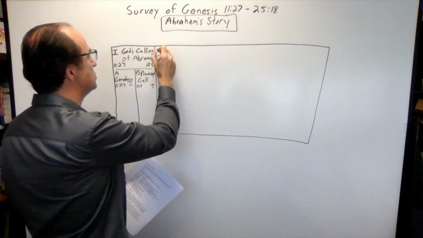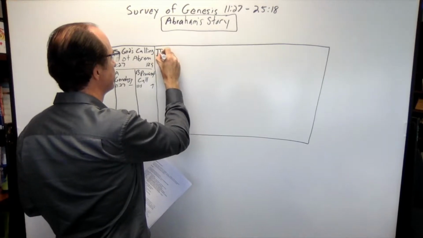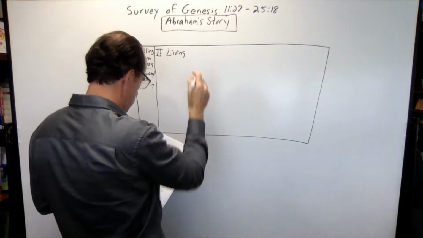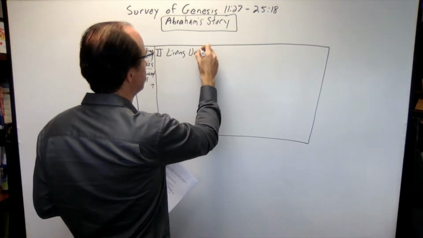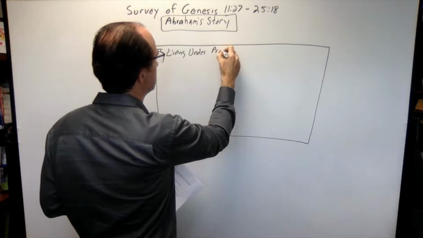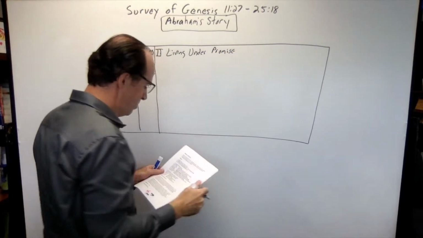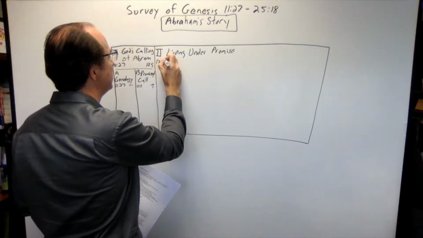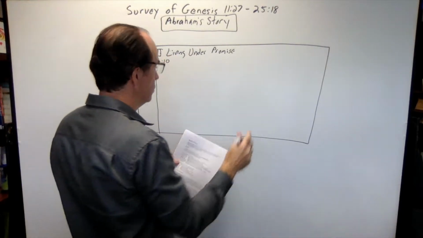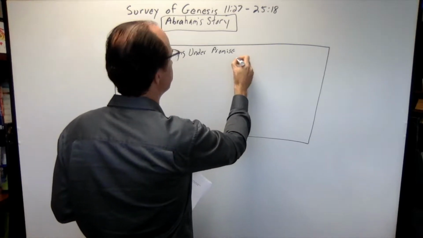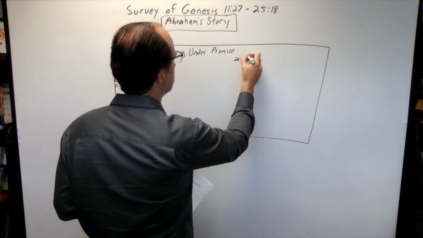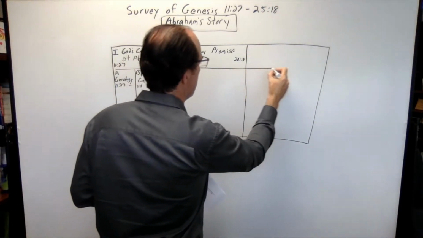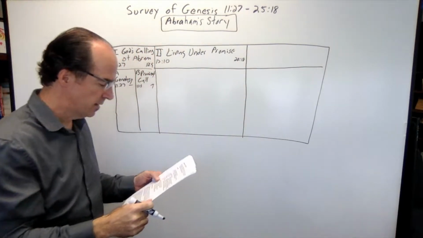Then we have the large middle section, which is what I've entitled Living Under Promise. This is a much vaster section, and it runs from 12:10 all the way through chapter 20, verse 18. I'll come back to the subunits in a minute. Let's look at unit 3.